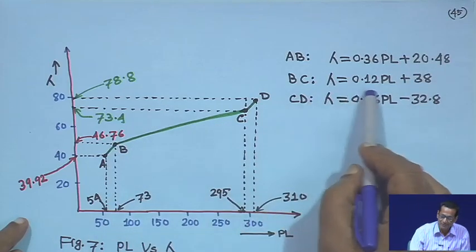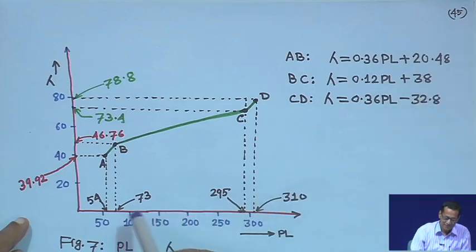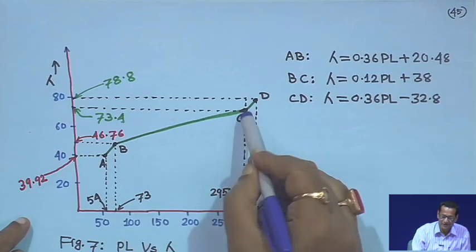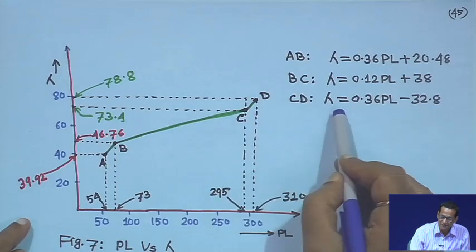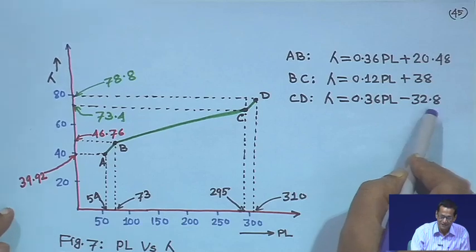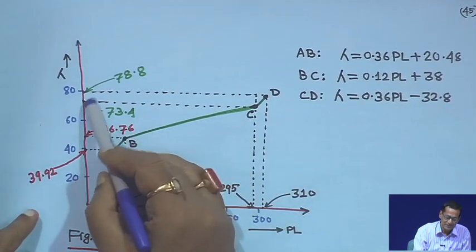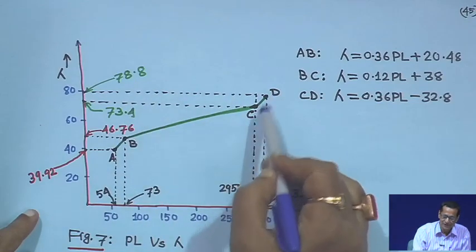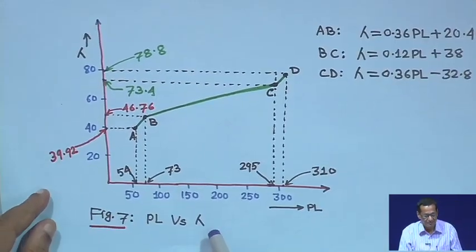Then BC is lambda equal to 0.2 PL plus 38, we have got this one also. From here it starts, from 73 megawatt to 295 megawatt total. So, we get this straight line, and the last one is lambda equal to 0.36 PL minus 32.8. This is the curve C to D, that is 73.4 to 728.8 lambda. So, this is your PL versus lambda graph.